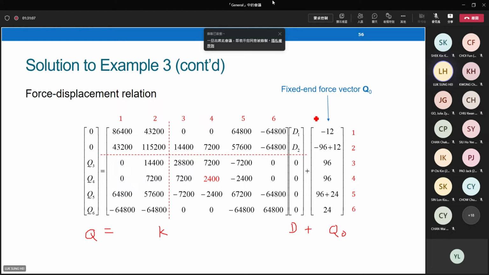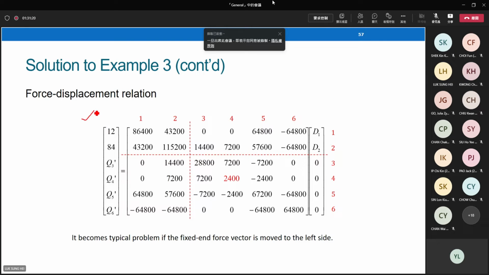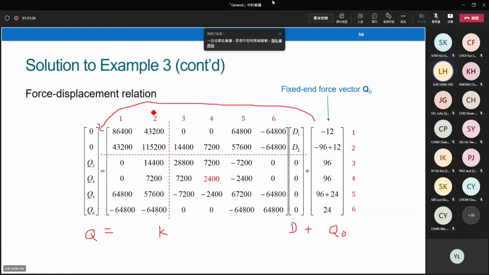One thing, mathematically, you can move Q0 to the left-hand side of this equation. Mathematically, you can move it from right to left. Then it will become like this, just like our typical format. When you read the textbook, they start from here. I remember that. But actually, it just moves the fixed end force vector to the left-hand side. They're equivalent. Depends on how you understand the problems.